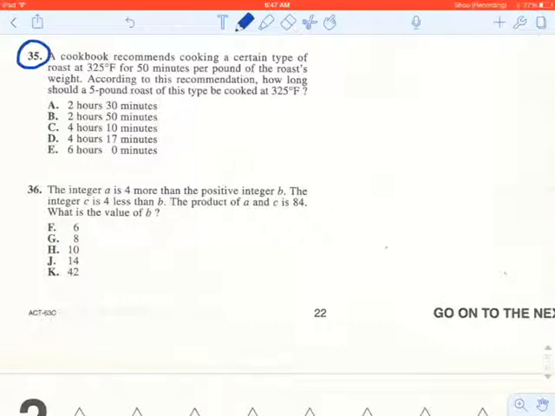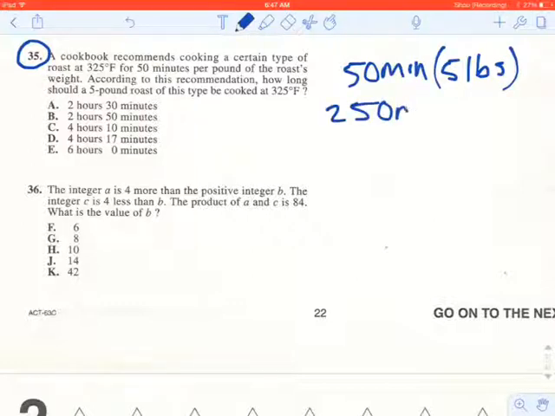It's 50 minutes for every pound, and there are 5 pounds, so we do 50 minutes times the 5 pounds. So that'll give us 250 minutes. And then at this point, most people are going to punch 250 divided by 60 in their calculator to figure out how many hours, right? So over 60 gives 4.16 repeating.